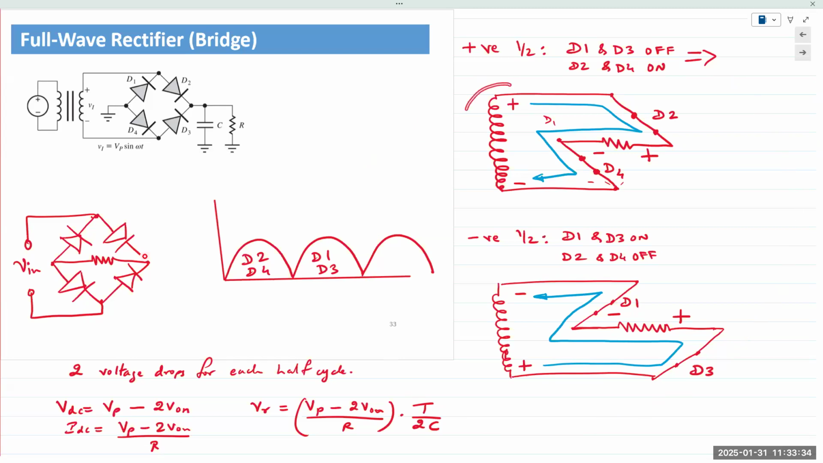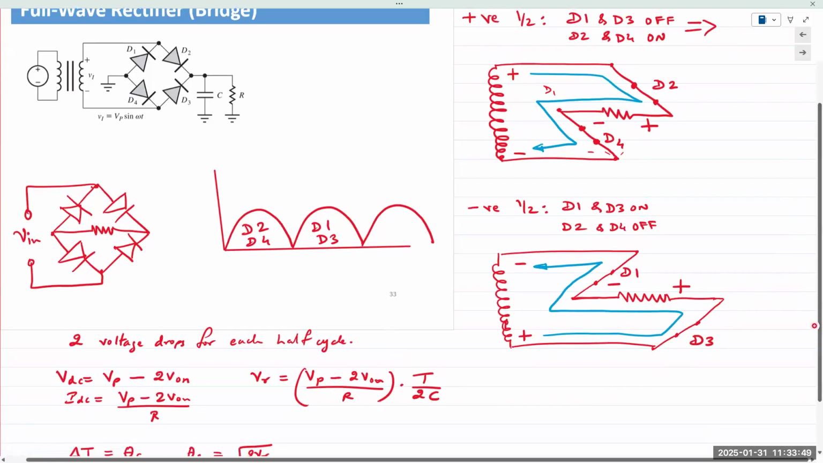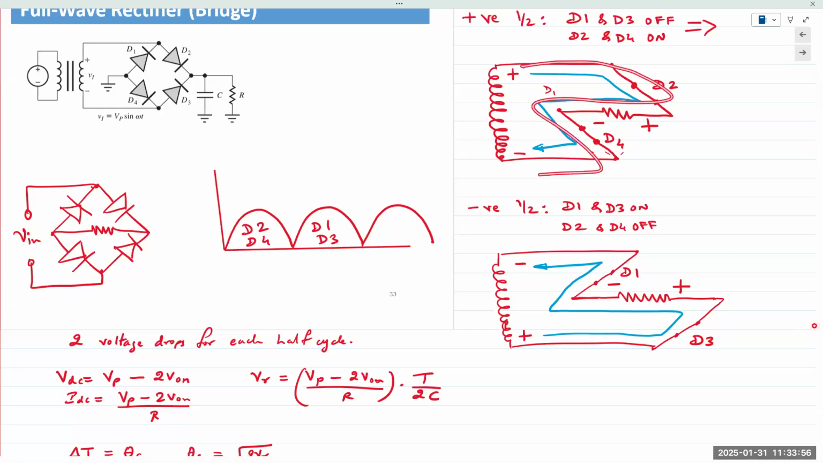Positive half cycle, plus is at the top, minus is at the bottom. Diodes D1 and D3 are off. D2 and D4 are on. Everybody see that? Right? And so current is going to flow in this direction. And through the resistor, it's entering from the right, causes a voltage drop with a plus on the right and minus on the left.